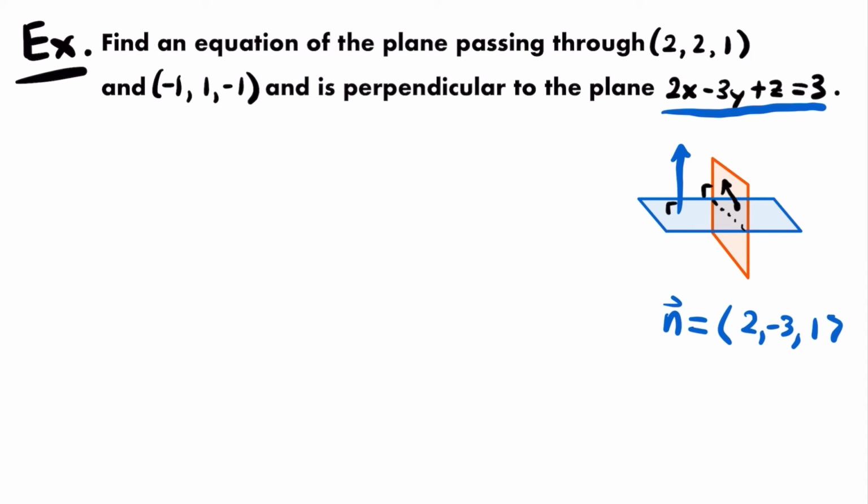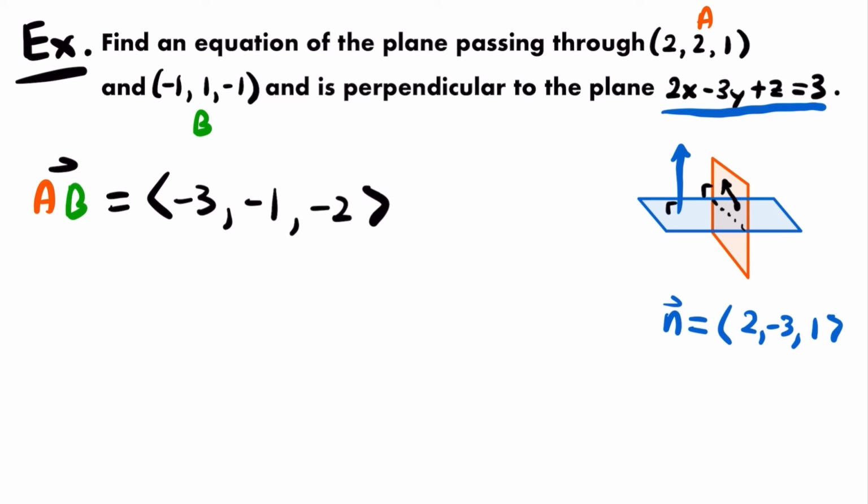and then the other vector that we're going to use we will find by creating a vector between these 2 given points. All right, and so if this is point A and this is point B, then vector AB would be equal to a vector with an x component of -1 minus 2, so we'll have -3, a y component of 1 minus 2, which is -1, and then a z component of -1 minus 1, which is -2. Okay, and so now we have 2 vectors that are parallel to our plane, and so let's take the cross product of them and find that normal vector for this plane.